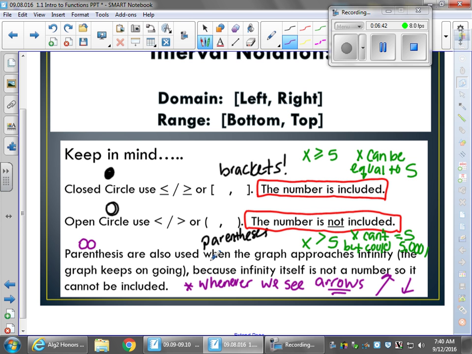Yes, Winta? Sorry, I ran out of space. But x could be 5.000001. So it can't be 5, but it could literally be the next possible decimal right after 5.